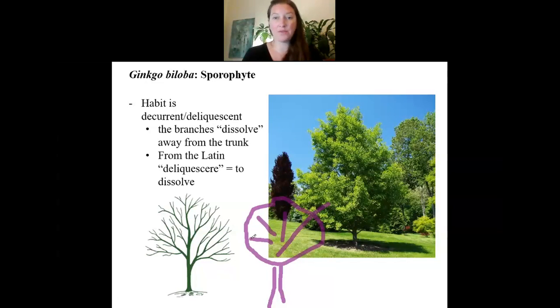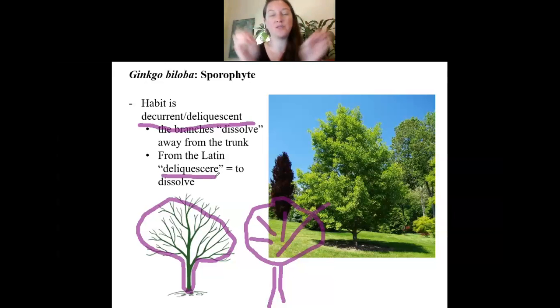This habit of tree, so here it is here. Here's the trunk, and then here's the circle that the little kid would draw, called, you can use either one, decurrent or deliquescent. I like deliquescent because first of all, it's a pretty word. But second of all, deliquescent comes from the Latin deliquescere, which means to dissolve. So it's like the branches come off the trunk and then dissolve. Just dissolve right out, right?